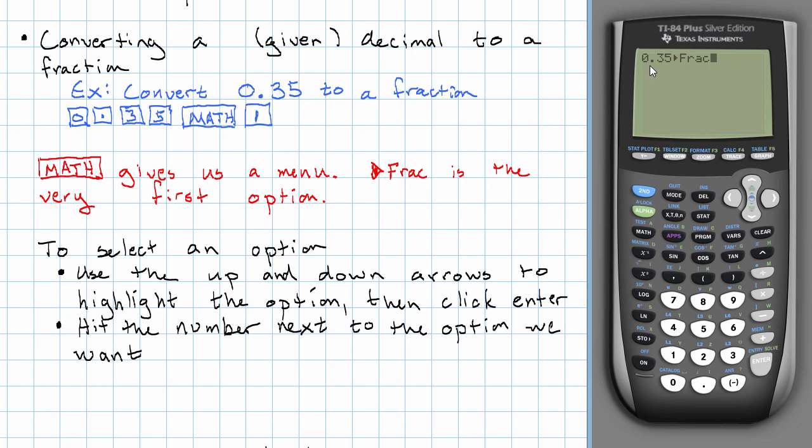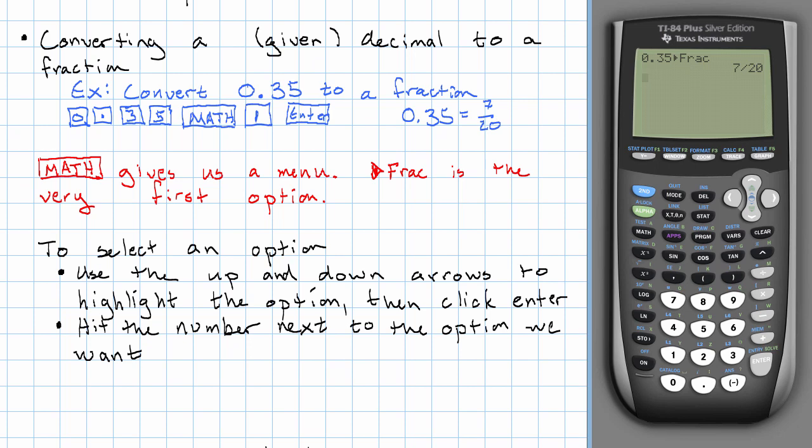Okay, so here our calculator says 0.35, convert it to a fraction, and then we hit enter. And we get 0.35 equals 7/20. Okay, that to fraction command is always how we're going to get whatever we're working with turned into a fraction. Okay, so that was when we were just given a decimal.